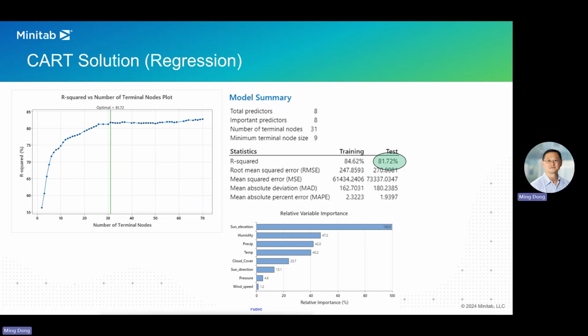So we just run the model. It's a very similar dialog box, very similar to the CART you saw before. Because it's a regression, we are interested in R-square, the percentage of variation explained by the model. Looking at the CART, R-square is 81.72. The key drivers are sun elevation, humidity, and temperature as well.